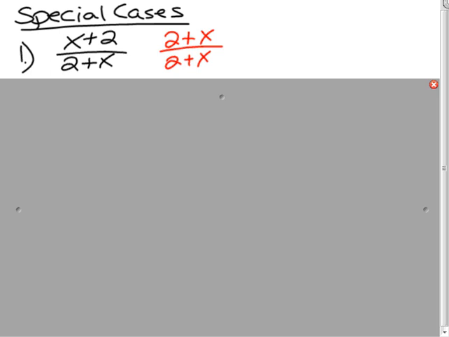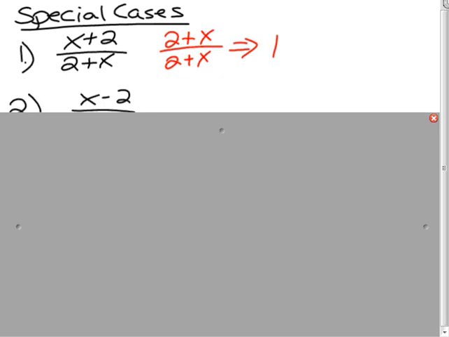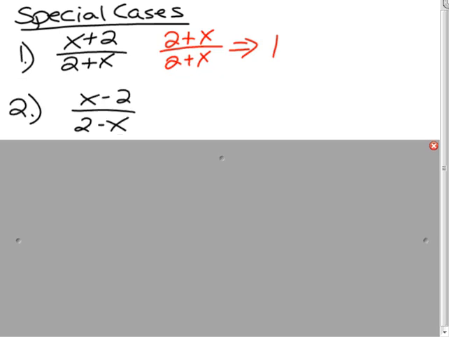So what happens with those two? That cancels out and becomes 1. So exactly the same top and bottom. It's just written initially in a different order. Here's special case number 2.